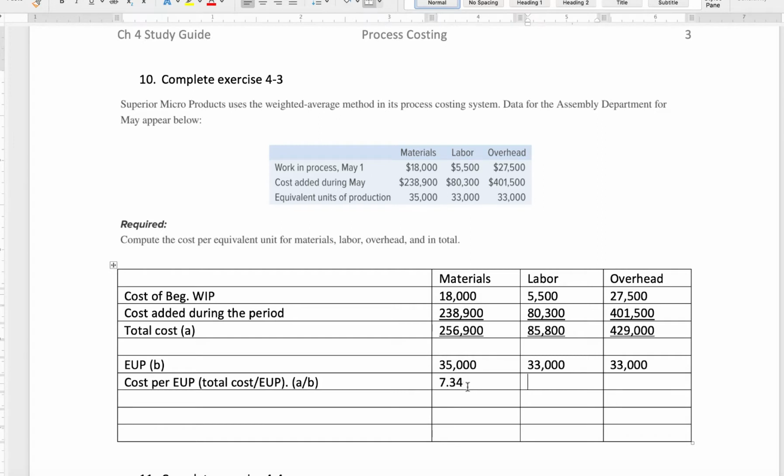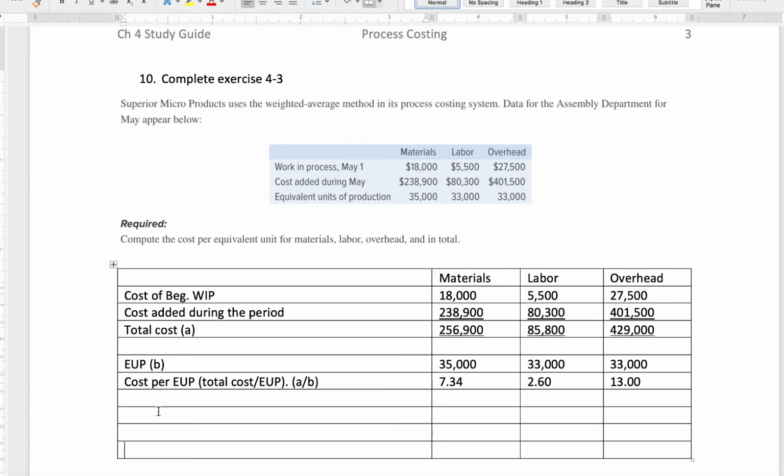With respect to labor, I do the same thing. The total cost, $85,800, and divide it by the equivalent unit of production with respect to labor, which is 33,000. That gives me $2.60. And then I do the same exact thing with overhead. I divide the 429,000 by the 33,000 equivalent units of production. I get $13. Now, we want to figure out what is the, and you're going to want to add a line here, so just hit tab down here.